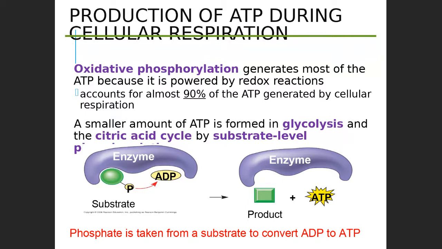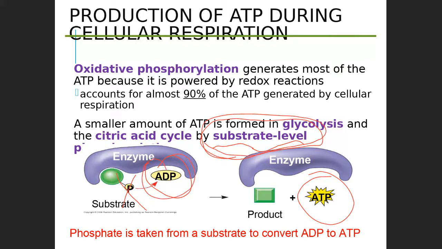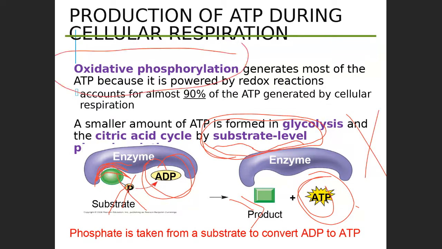This is substrate level phosphorylation. It will take the phosphate and give it to ADP to produce ATP. That means the phosphate to phosphorylate ADP came from another substrate, a phosphorylated substrate that has an active site in this enzyme. The enzyme will take its phosphate, produce a product that is not phosphorylated, and give the phosphate to ADP to produce ATP. But this doesn't happen as often. The other one is the one that happens as often, because it produces almost 90% of the ATP.